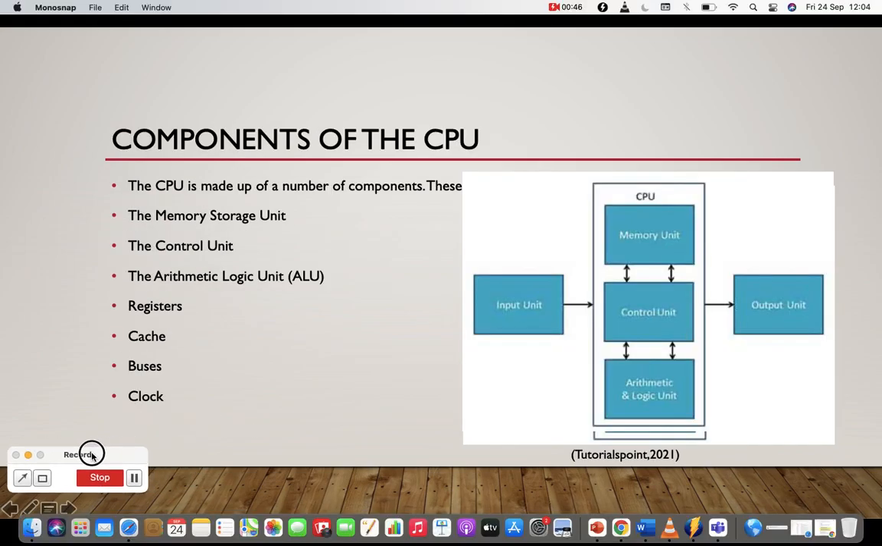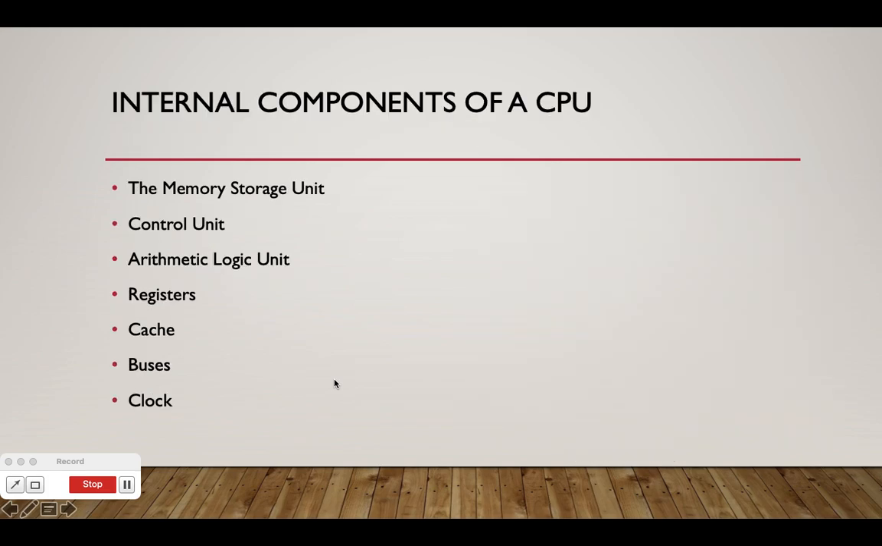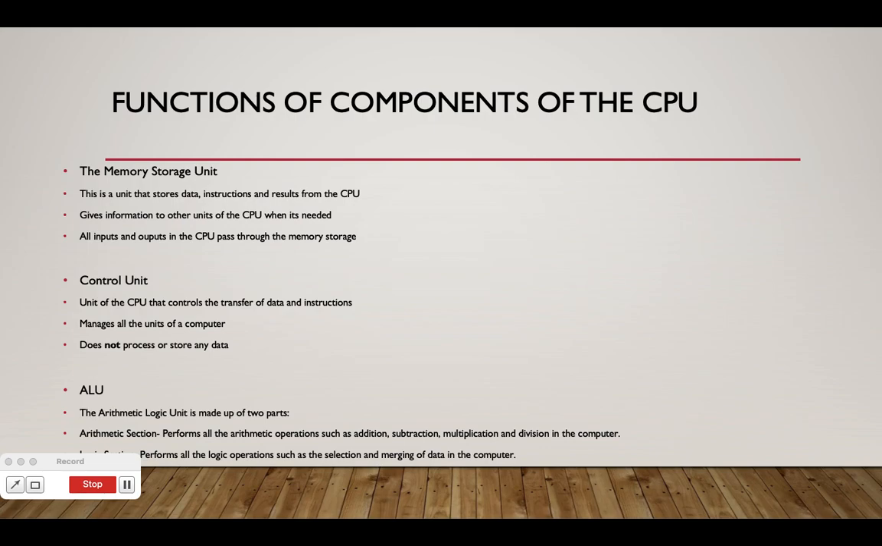So now we're going to talk about the components of the CPU. The CPU is made up of many components, but the ones we're going to talk about are the memory storage unit, the control unit, the ALU, the arithmetic logic unit. We're going to talk about the registers, the cache, the buses, and the clock. So these are again the internal components.